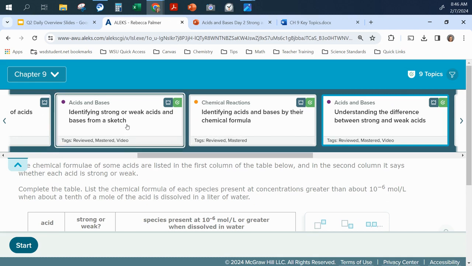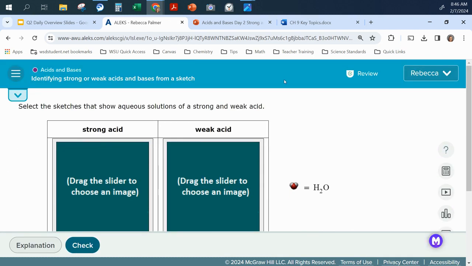Identifying strong or weak acids and bases from a sketch. So this one, what we're looking for is whether it's a strong acid or a strong base. Those completely dissociate. If it's a strong acid, we're looking for only the conjugate base without the hydrogen. None of them are together anymore. And we're looking for the base has broken apart.